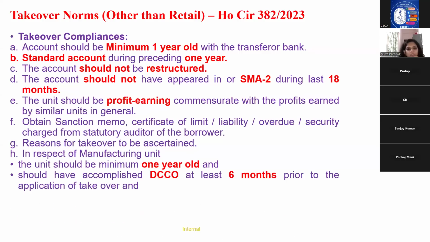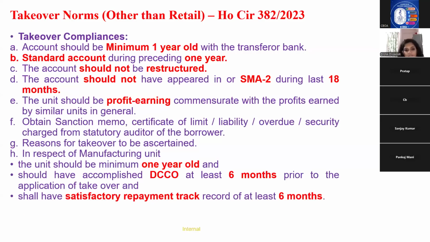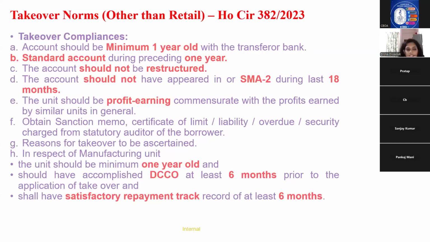In respect of a manufacturing unit, the unit should be minimum 1 year old and should have achieved DCCO at least 6 months prior to the application for takeover, and should have a satisfactory repayment track record for at least 6 months.